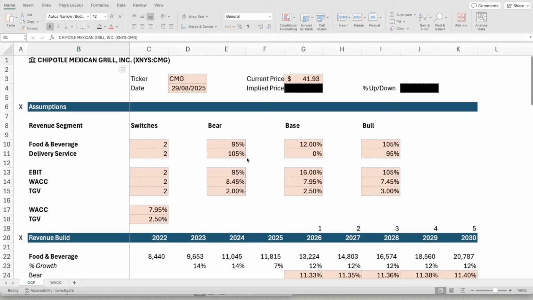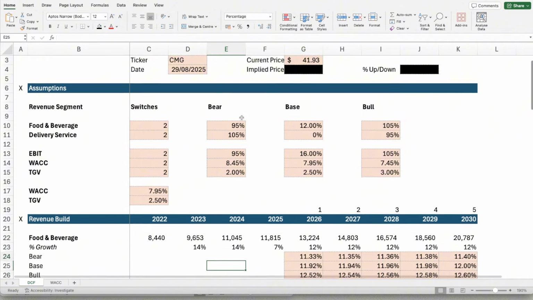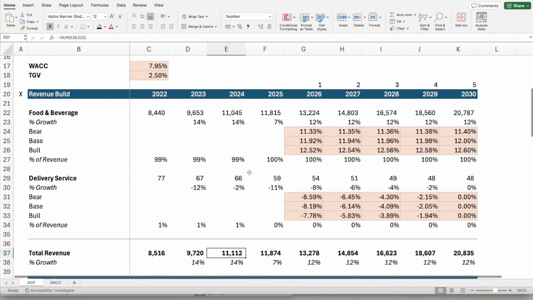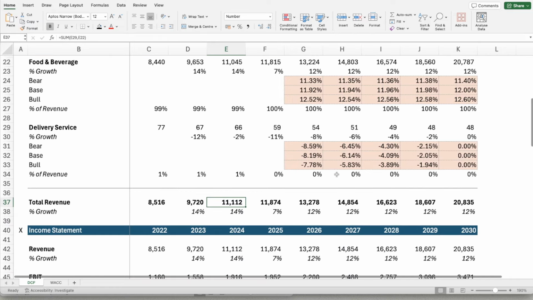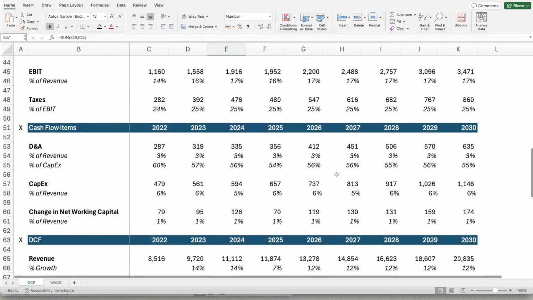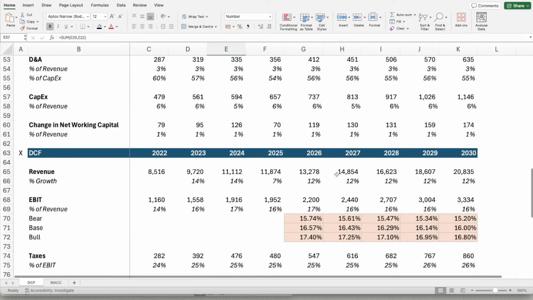Hey everyone. So today we're going to build a discounted cash flow model for Chipotle. We're just going to pull the numbers directly from the financial statements, plug them in, and then we're going to be able to simulate different scenarios, a bearish case, a bullish case, and we'll get a price range for what the prospects for the stock are.